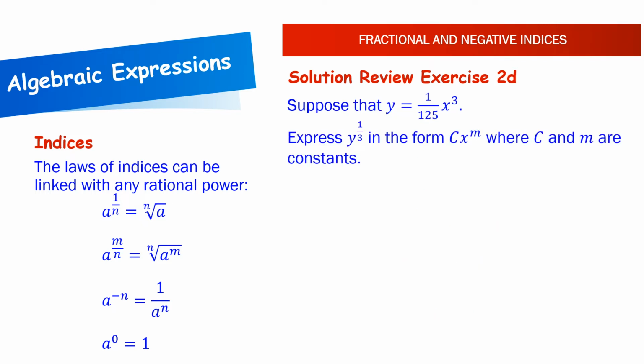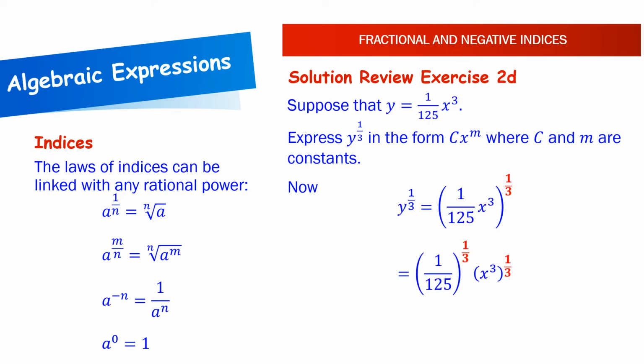Suppose that y equals 1 over 125 x cubed. Express y to the 1/3 in the form cx to the power m, where c and m are constants. So let's rewrite the expression for y, substituting in the value y equals 1 over 125 x cubed as shown. And now split the expression in brackets as shown.